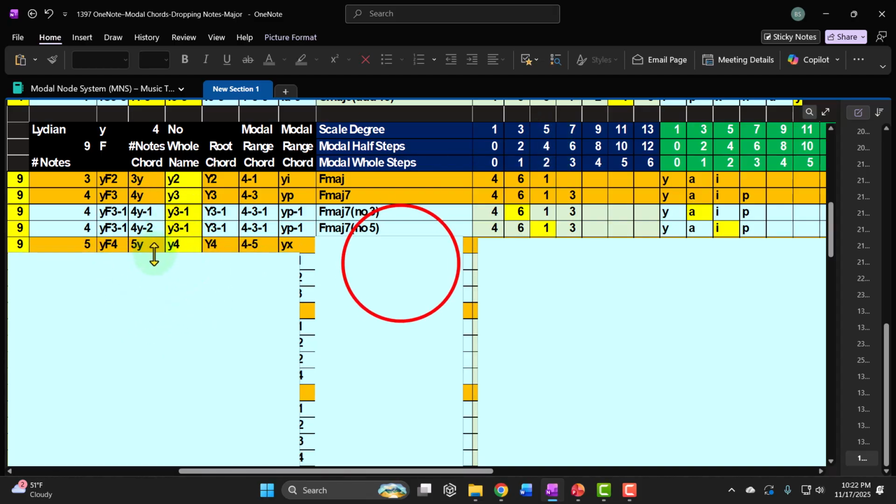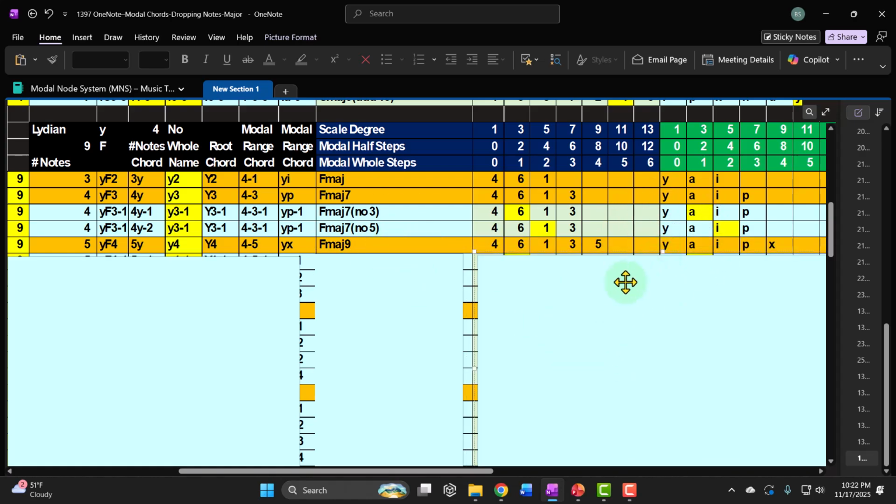All right, what if we then said that we had an F major 9? That would assume that we had a major 7, 11 note away 7, and a major 9. So that's fine. But again, I don't really know if that's going from the Mixolydian node or the Ionian node. I'd rather call it a 5Y or a Y4 to be more specific about the node that we're building off of.